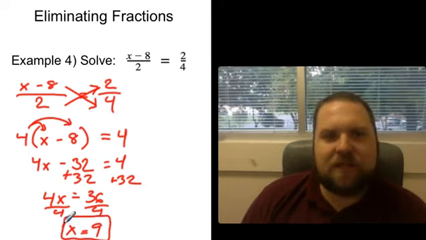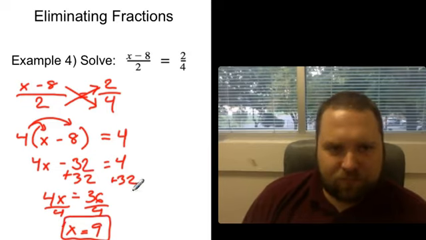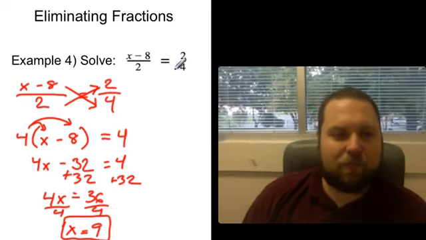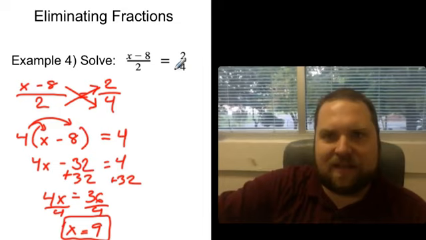As always, you can go back and check your work. So if we take x equals 9, 9 minus 8 is 1/2. And 1/2, if you were to do 1 divided by 2, you get 0.5. If you do 2 divided by 4, you get 0.5. So those are exactly the same.